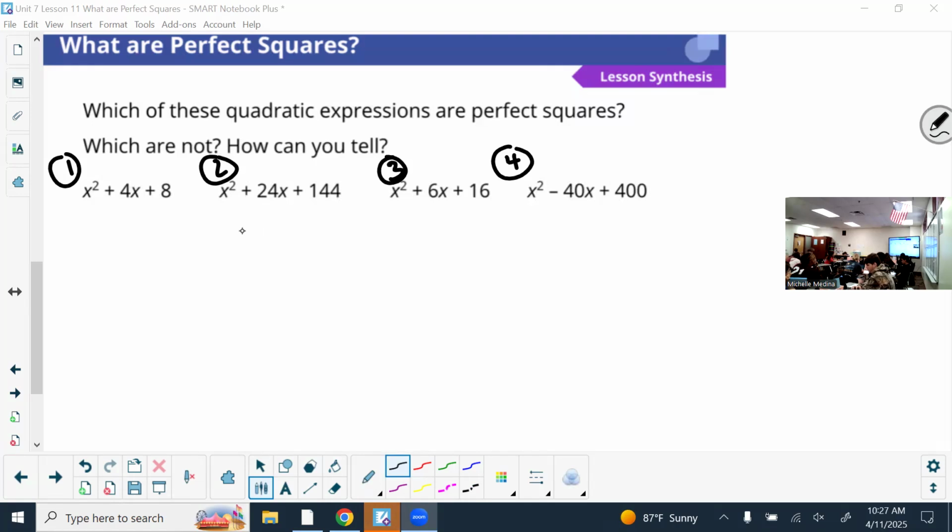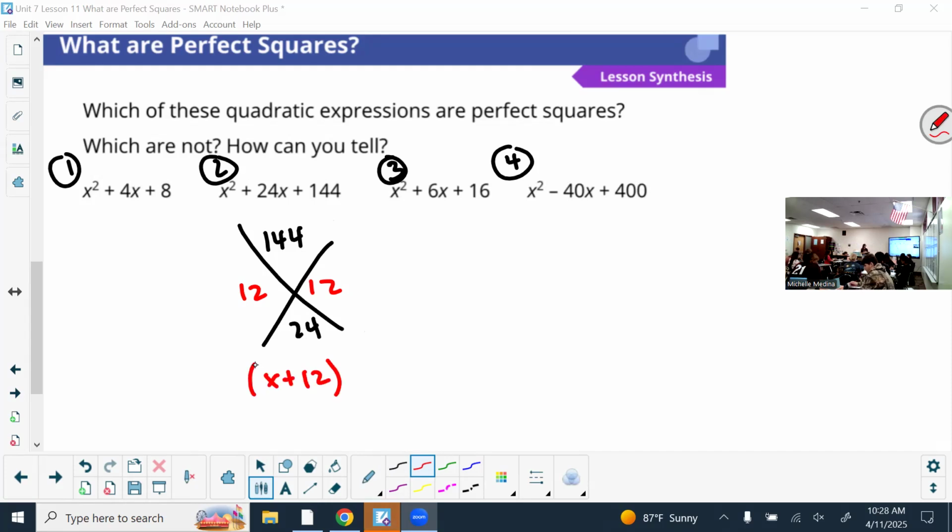To me, the easiest way is to factor it and then look at the factored form. So if I was factoring it, I would do 144 on the top, 24 on the bottom. And we'd like for it to be, if it's a perfect square, the same numbers here. So what's the square root of 144? And does 12 and 12 add to 24? So my factor form would be x plus 12 times x plus 12. That is a perfect square because they are the same thing times itself.